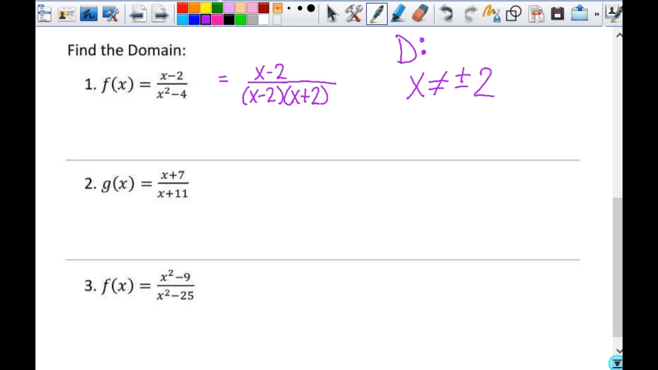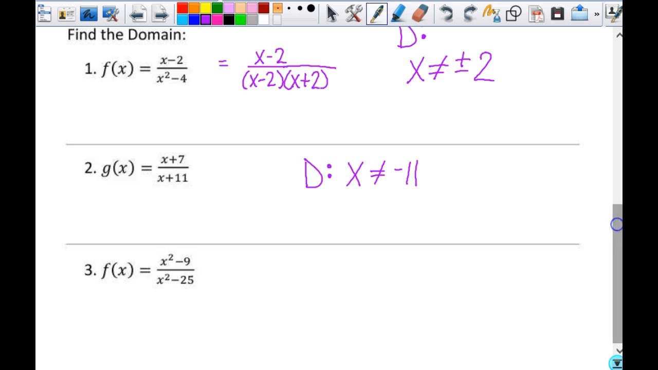So what is your domain in the second one? It's negative 11? Can't be. So x does not equal negative 11. That's the easiest way to write it. There's other ways to write it. It's really the easiest way to write it, and it's okay right now. What about number 3? What's the domain? What can't it be? Plus or minus 5. Everybody good with that? Easy enough? You can do domain. Right?